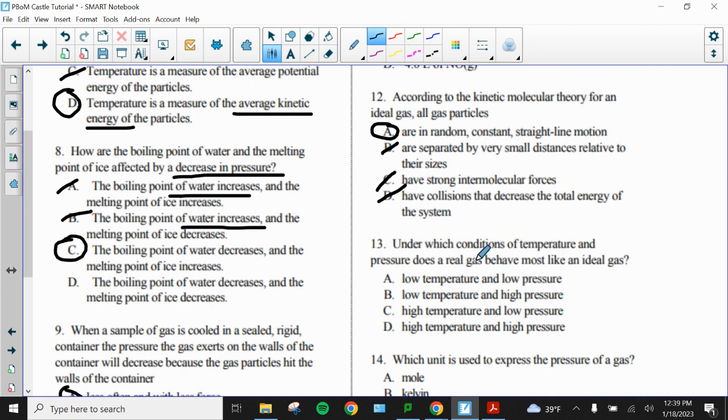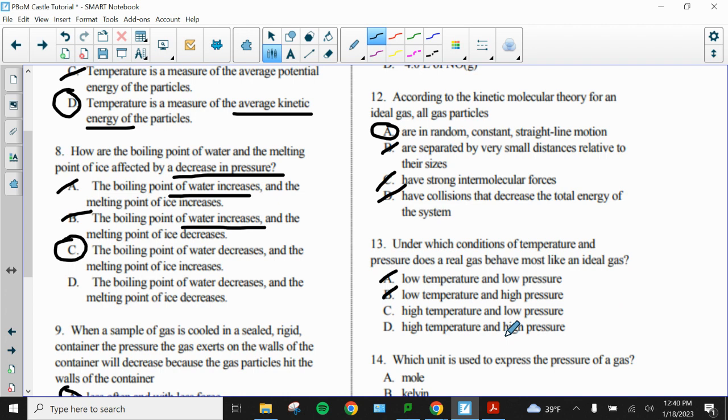Under which conditions do we act ideally? This is where I need to have no communication between molecules. That's one of the parts of the postulates. So in order to do that, I need them to get moving really fast. If the particles are moving fast, they don't have time to talk and say hey to each other. So that's my high temperature. So I want to get rid of low temperature. But if they're not supposed to talk to each other, I shouldn't make them close to each other.